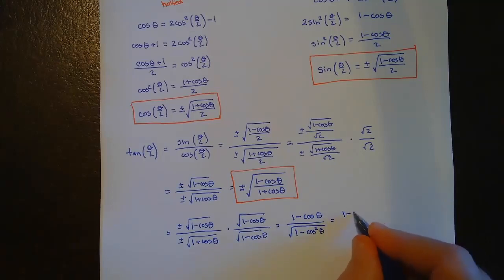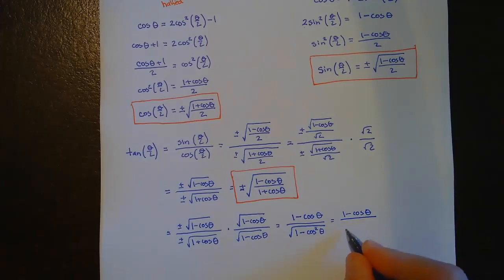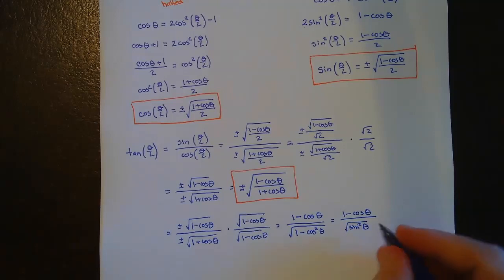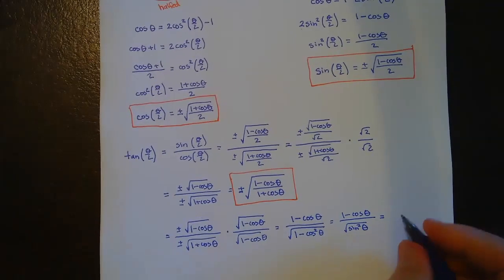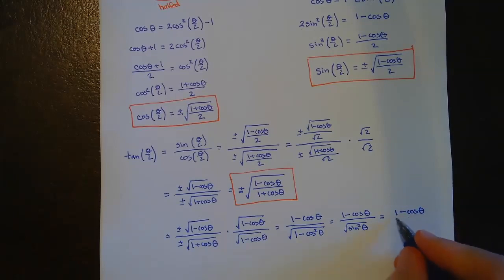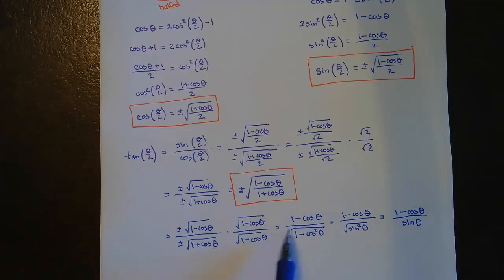So 1 minus cosine theta over the square root of sine squared theta. And that's going to become just sine theta. So this becomes 1 minus cosine theta over sine theta. Now, I'm going to say something. We're not going to have to worry about the plus or minus. I kind of stopped writing. I didn't talk about it.